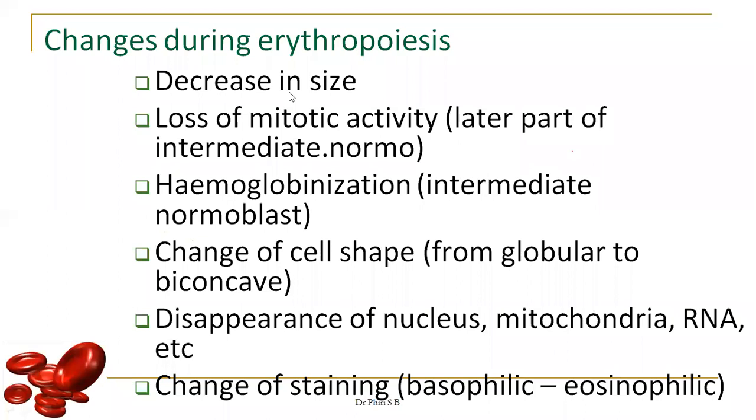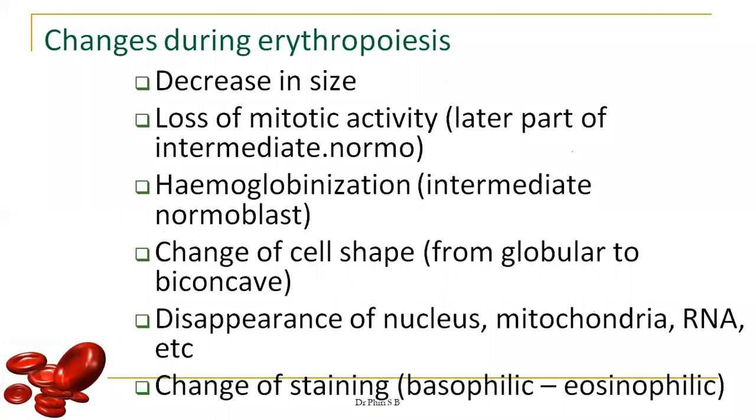Then there is also loss of mitotic activity. Remember, the burst-forming units are mitotic, so they are able to proliferate into other cells. But later on, they will start losing that ability to undergo mitosis. Then there's also hemoglobinization, meaning that there's production of hemoglobin with the help of the ribosomes.